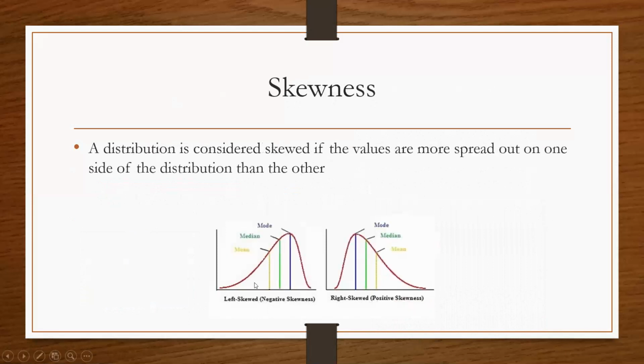For left skewed, I just want you guys to picture the graphs if they ever ask you a question on this, because the mean is going to be less than the median, which is going to be less than the mode, and that's going to be the opposite for right skewed. The mode's going to be less than the median, which is going to be less than the mean. Meanwhile, if it was symmetrical, then they should all be equal.